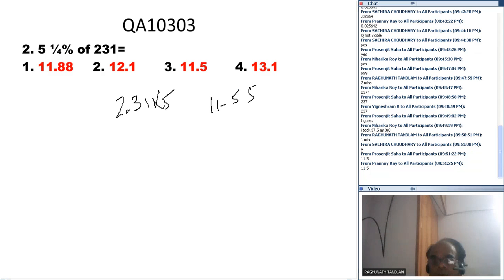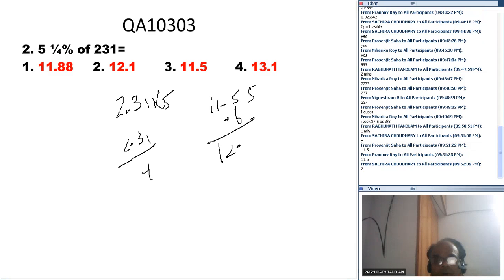So the approximations are very close. Don't do that because 1/4 is also extra. 1% is what? 2.31. What is half of 1/4 of it? Roughly 0.6. So 12.1. See, the options are very, very close. There's no point in approximation. The options are very, very narrow. 11.5, 11.88, 12.1. There you have to be extra careful.